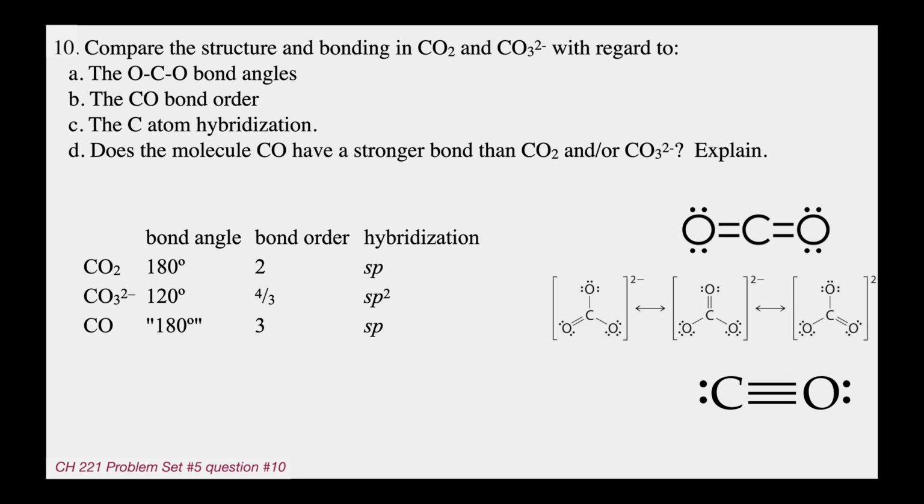Now, the next part is more interesting. Carbon dioxide has 2 carbon-oxygen double bonds. Double bonds are bond order 2. Carbon monoxide on the bottom, that's a triple bond. That would be bond order 3.